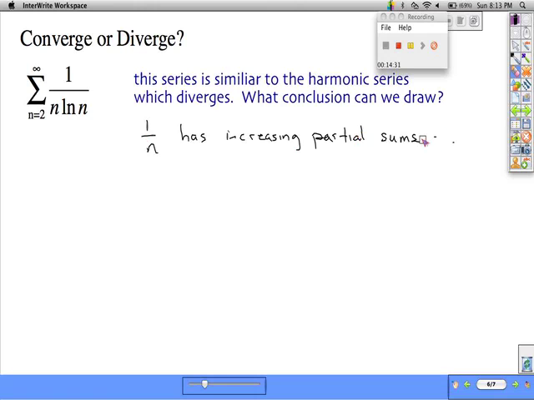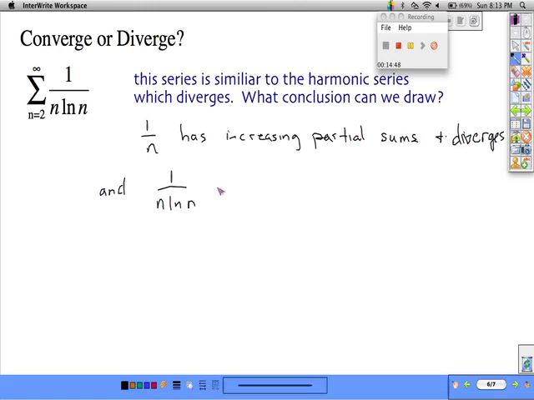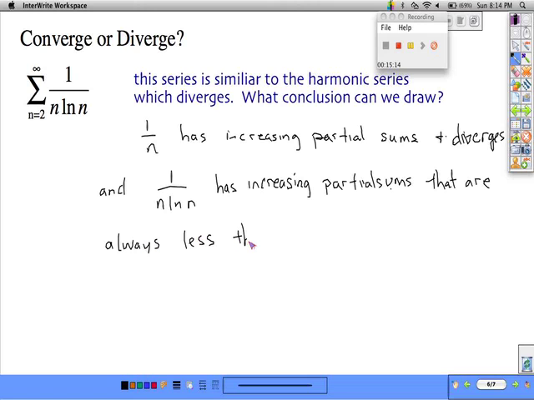and diverges, and our partial sums have increasing partial sums that are always less than, well, not always, but as n goes to infinity, they're always less than. Our series has to diverge.